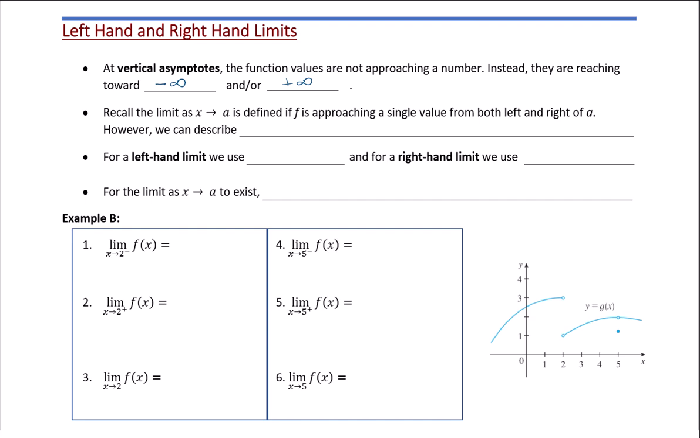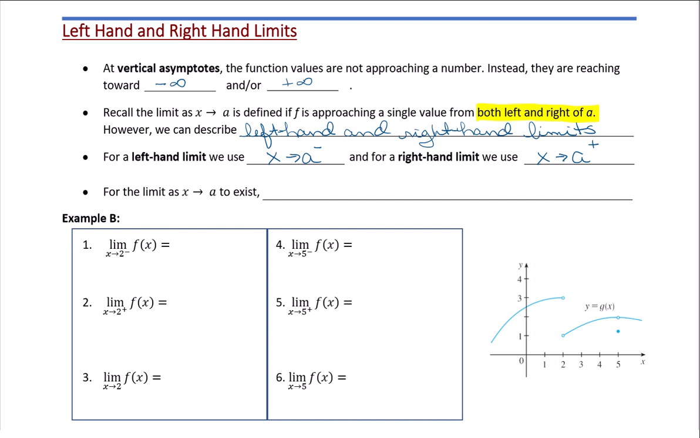Now recall the limit as x approaches a is defined if x is approaching a single value from both the left and right of a. However, we can describe limits as left-hand and right-hand limits. For a left-hand limit, we use the notation x approaching a with a negative sign up where an exponent would be. And for a right-hand limit, we would use x approaching a with a plus sign.